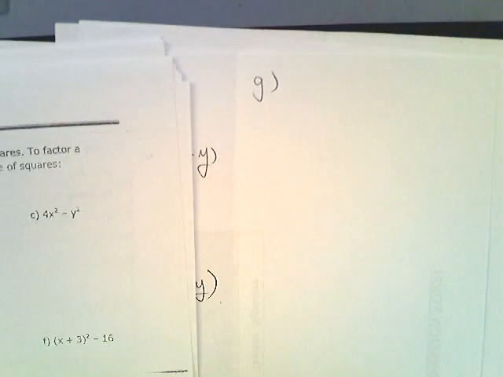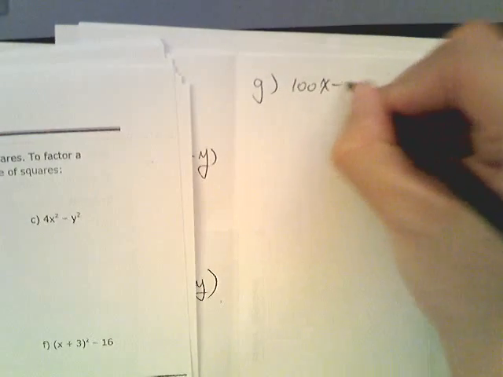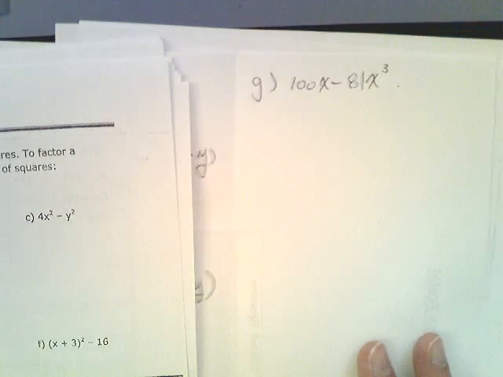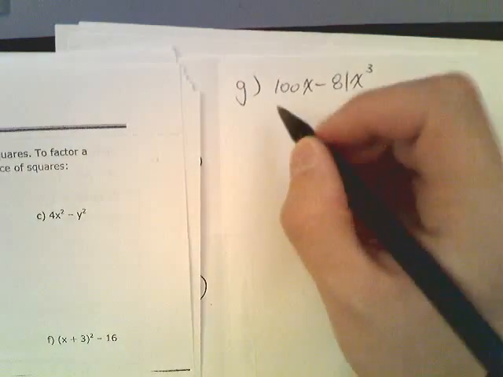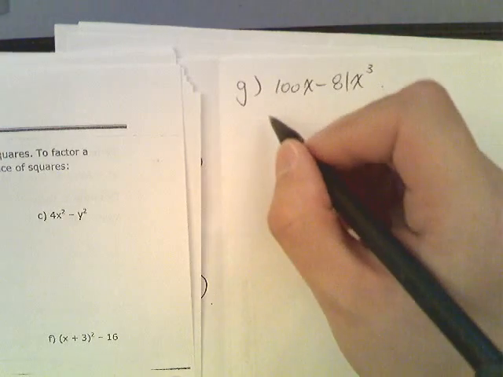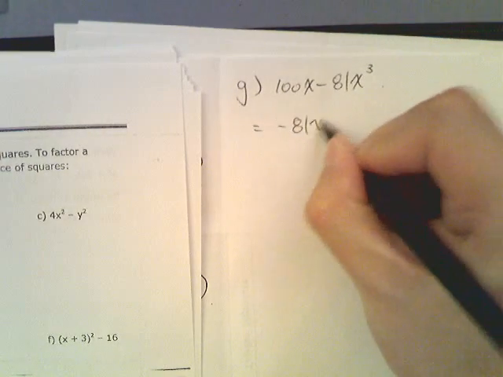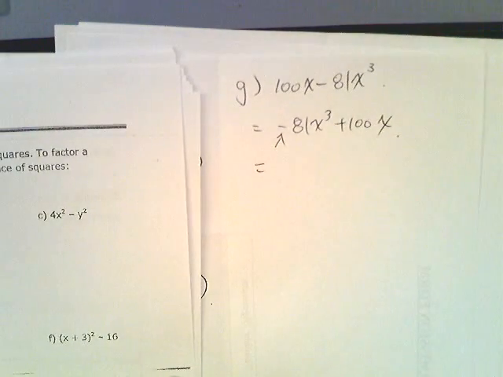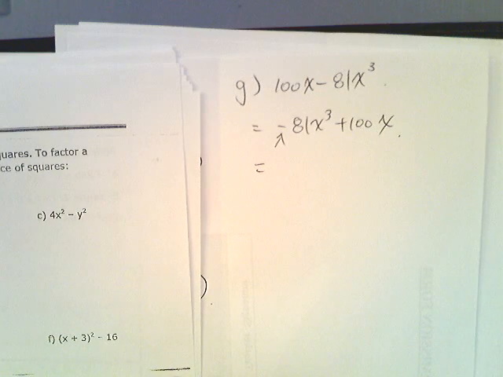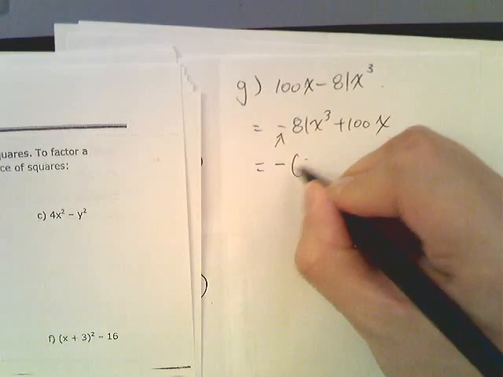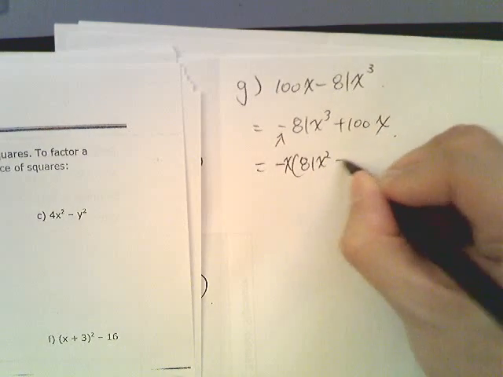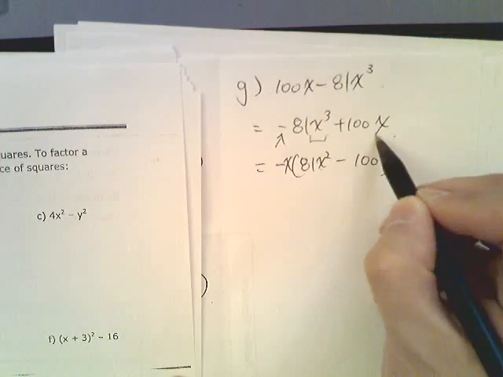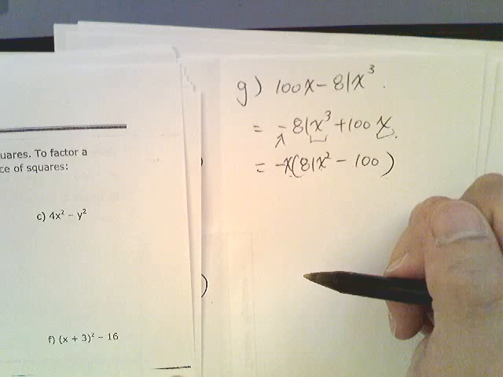So if you look at G, we have 100x minus 81x cubed. In this case, remember it always has to be in descending order. So then I have negative 81x cubed plus 100x. Then take a common thing out as well as the negative sign, the leading coefficient, meaning the coefficient of the highest power. So negative, then x, 81x squared minus 100. Now, how did I get x squared? Well, from x cubed and x, the common term is x. You should be able to see this right away, okay?